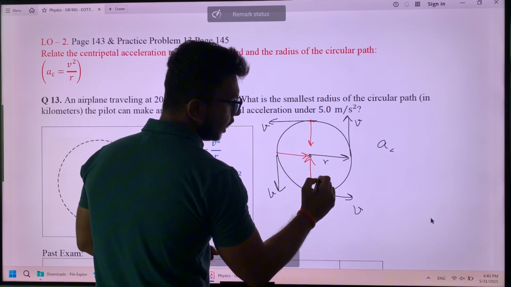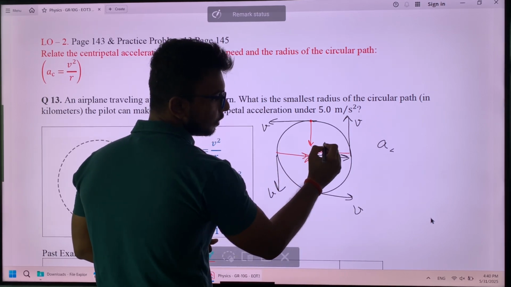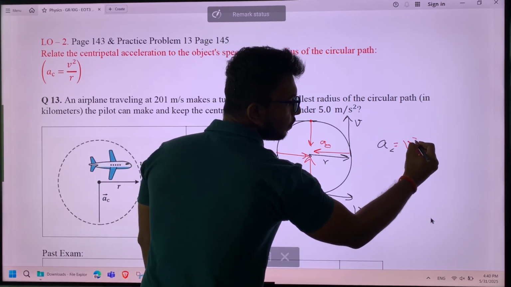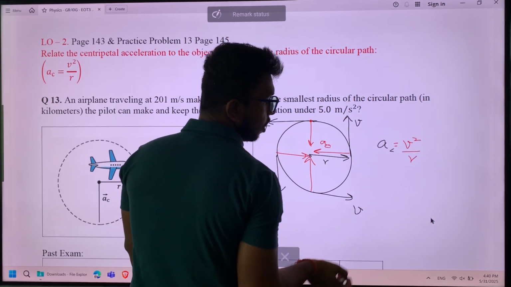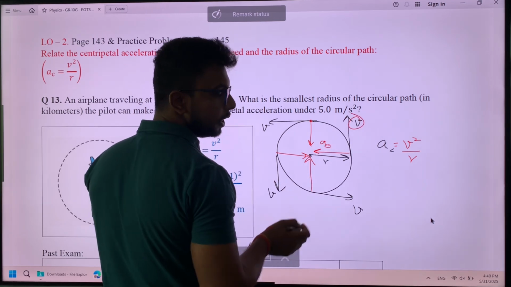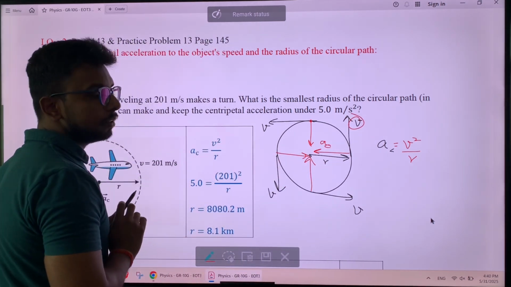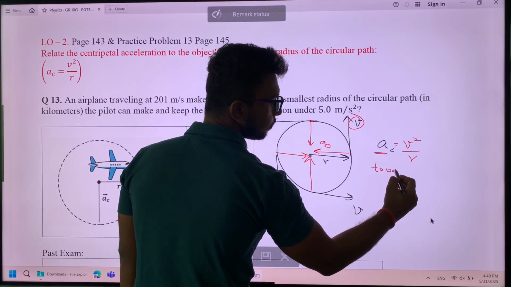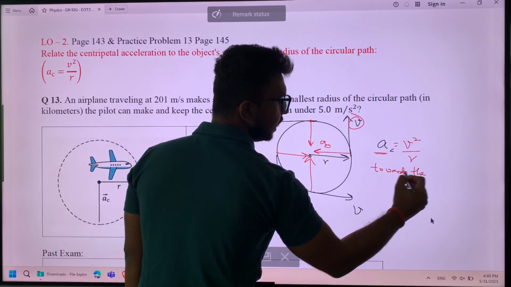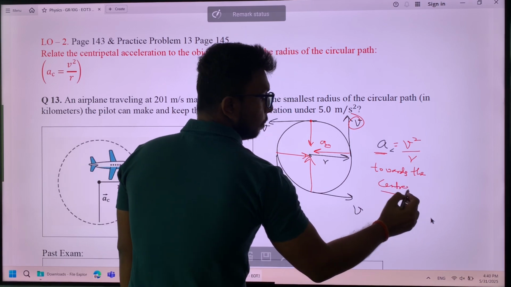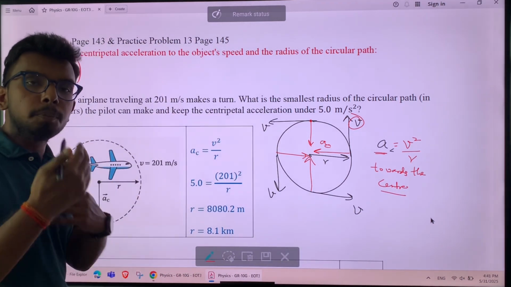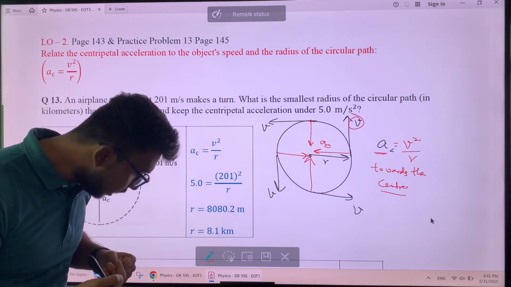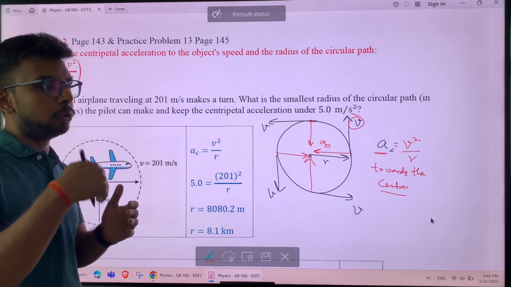So the centripetal acceleration, because it is pulling the object towards the center, is called AC. This centripetal acceleration is given by v square over r, where v is the speed or the velocity, and r is the radius. And what is the direction of this centripetal acceleration? Towards the center, because the object is being pulled constantly towards the center. Only then can the object move in a circular path.